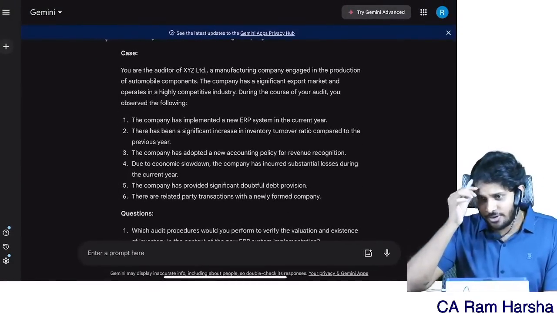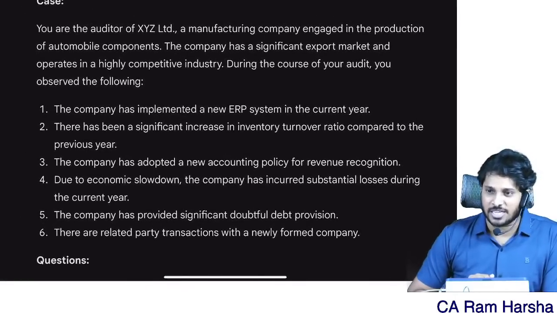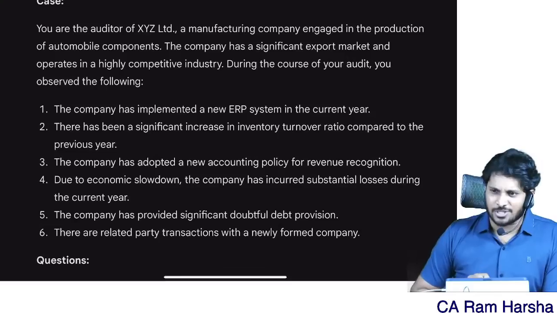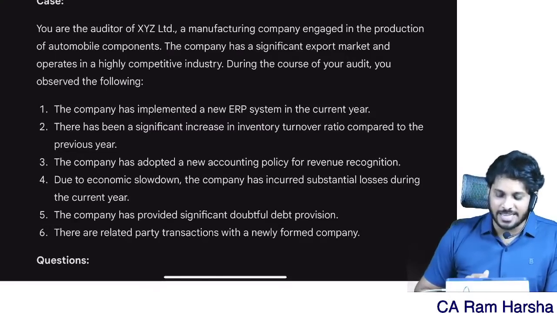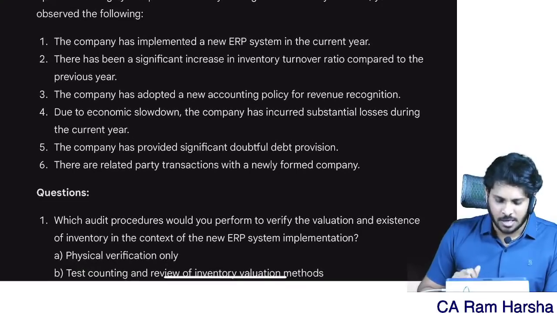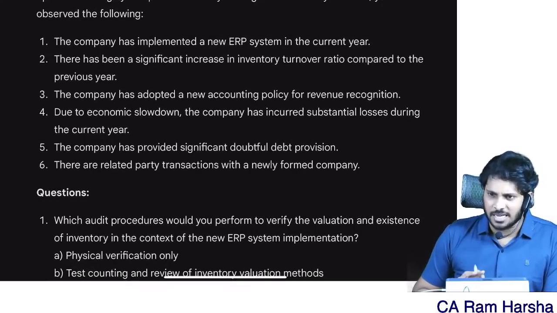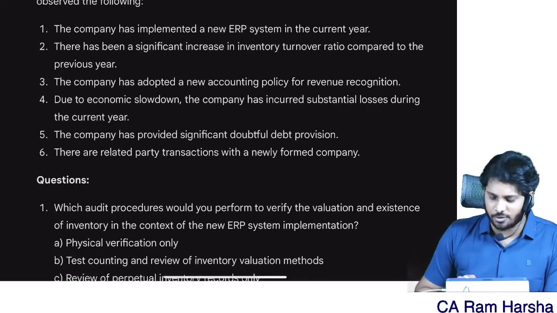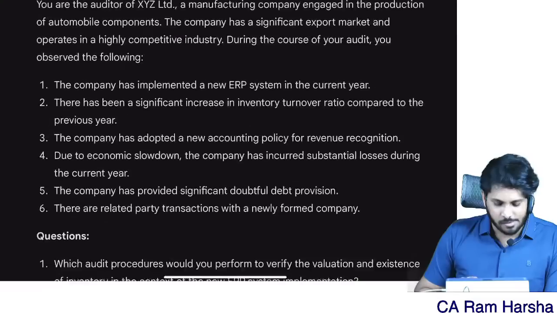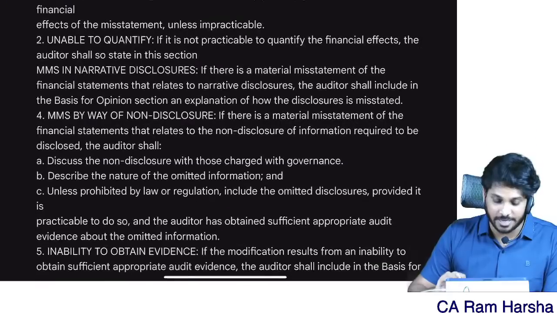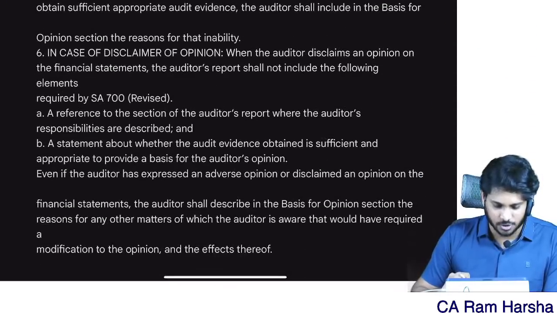You are the auditor of XYZ manufacturing company engaged in production of automobile components. Is this how RTP questions look? The company has a significant export market and operates in a highly competitive industry. During the course of your audit, you observe the following. The company has implemented a new ERP system in the current year. There has been a significant increase in inventory turnover ratio. The company has adopted a new accounting policy for revenue recognition. I think no. I think this was not completely drafted. We need to put a little more detail in this one.